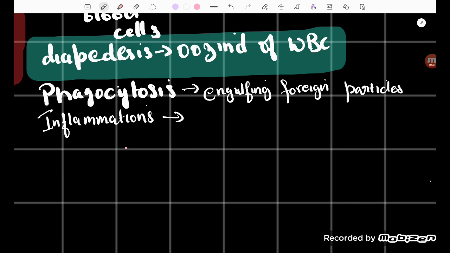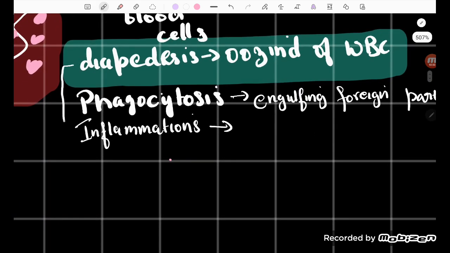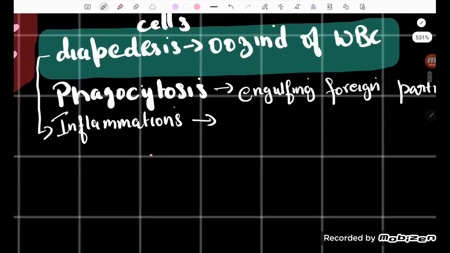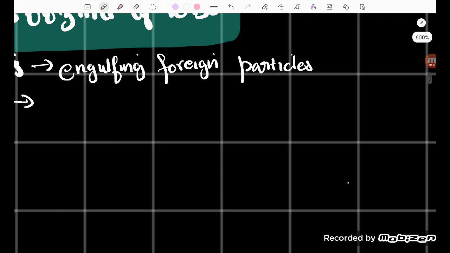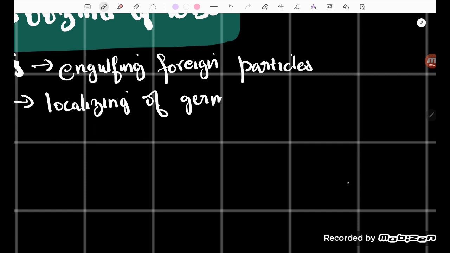So this is followed by diabetes. So after diabetes, it's this. Okay, it causes this. So let me write it down here. What is it? Localize of germs. They're technically neutralizing anything that the germs have secreted.